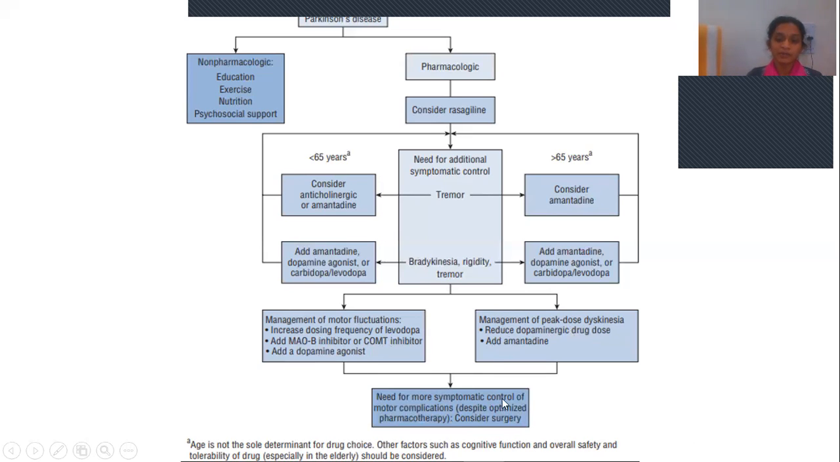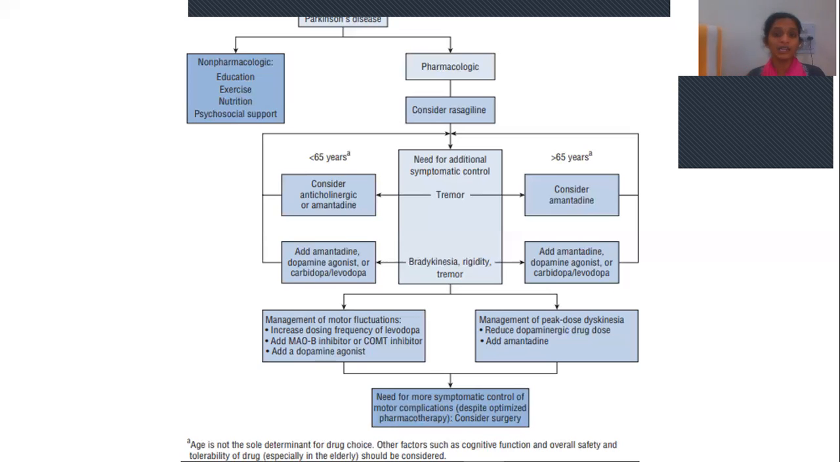Then there is the need for symptomatic control of motor complications. Despite this pharmacotherapy, if the condition is not improving, then we have to consider surgery. So this is the flow chart, the treatment algorithm for Parkinson's disease. Once it is diagnosed, first we check whether it can be treated with non-pharmacological treatment. If not, we go for pharmacological treatment, starting with rasagiline. If the patient is complaining of tremors, we add amantadine and an anticholinergic if the age is less than 65.